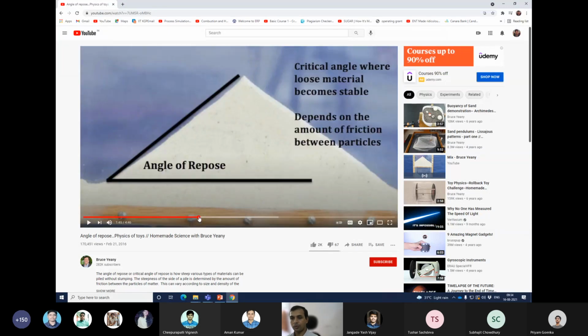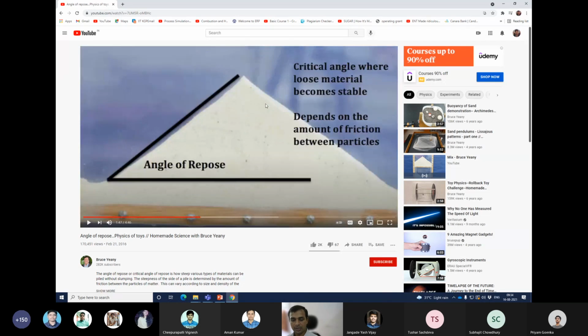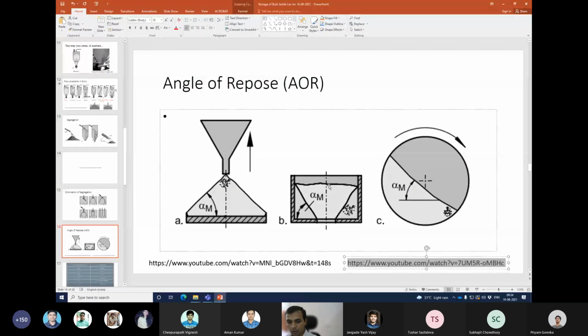See, this is the angle of repose. This is the angle of repose. From the heap at the bottom, if you take the horizontal and the slant edge, the angle is the angle of repose. You can also measure from this side also. That is also angle of repose. Hope you all got an idea.